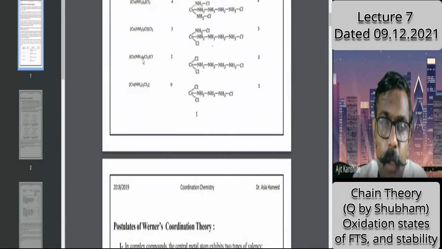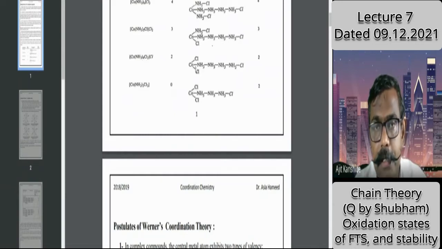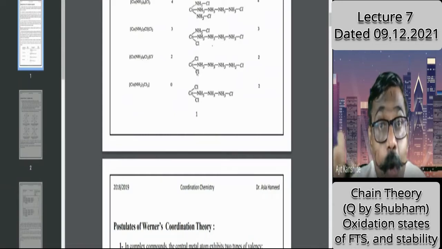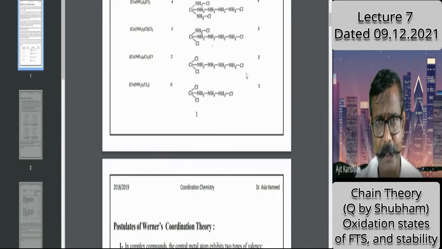Suppose if I decrease 1 more ammonia, means 4 ammonia, then 2 chlorides are there, which are linked directly to the cobalt, which are not ionizable. But here this chloride is ionizable. So this chloride and remaining complex ion. So only two ions will be there. It was their expectation. Problem came here.